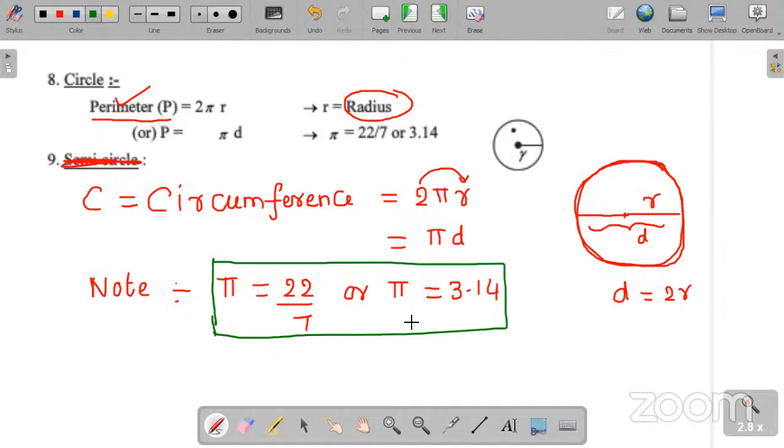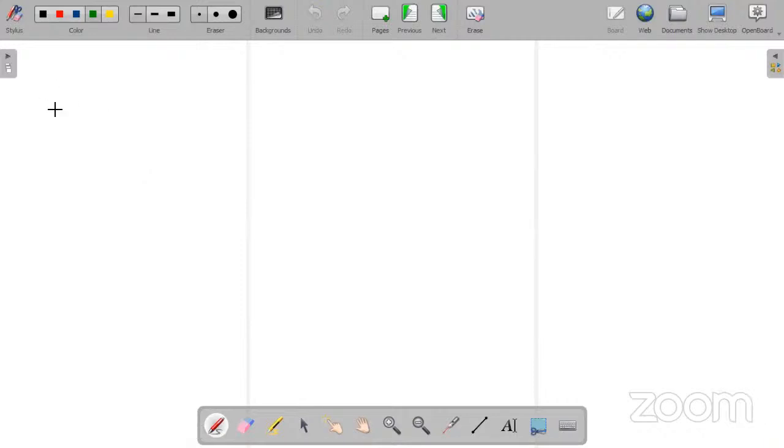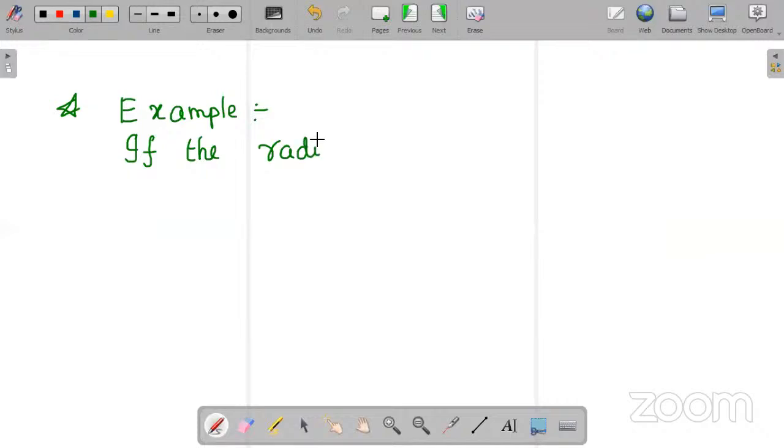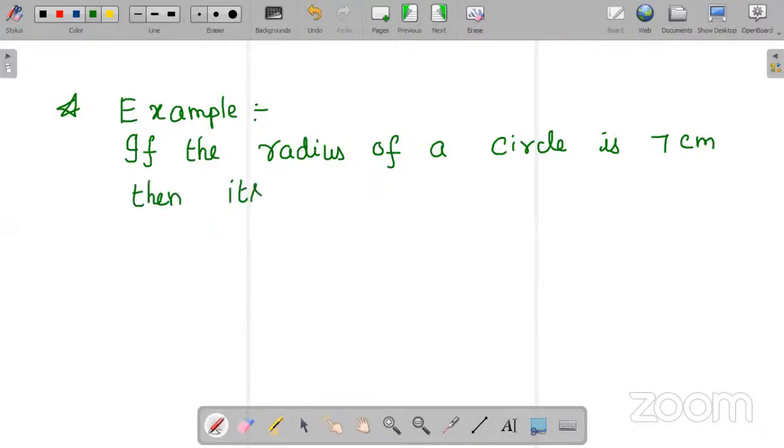Suppose, my dear students, let us move to one question now. You need to tell me your answer. Example: if the radius of a circle is 7 centimeters, then what is its circumference, or perimeter? What is your answer? Anybody? Calculate it.